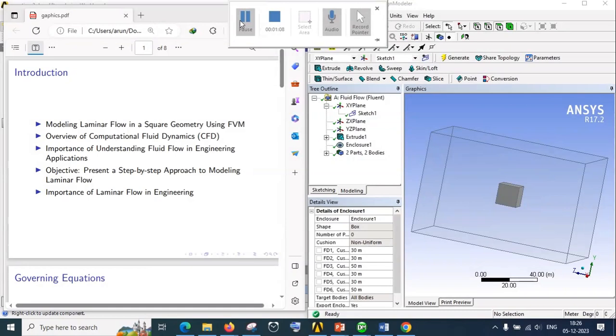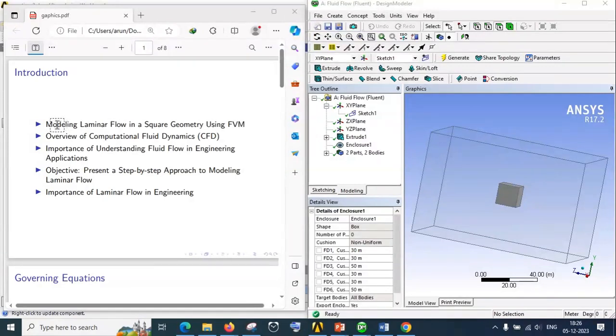Now we come to our theoretical part. In this whole session we discuss laminar flow in a square geometry using the finite volume method, an overview of computational fluid dynamics, CFD, in Ansys Workbench, the importance of understanding fluid flow in engineering applications, and the objective is step by step modeling of laminar flow and the importance of laminar flow in engineering applications.